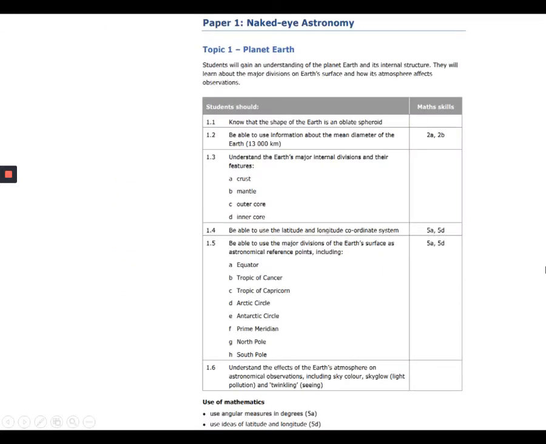This is where it fits in with the whole of topic 1. So there is another remote learning lesson which is based on 1.1, 1.2 and 1.3. So today 1.4, 1.5 as I said.